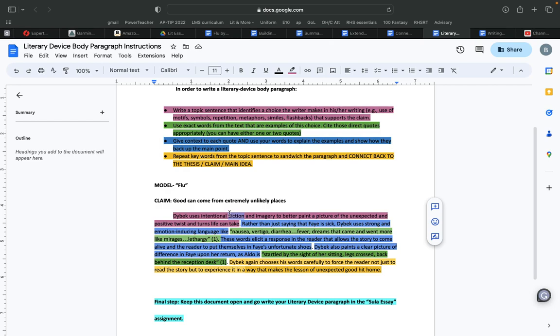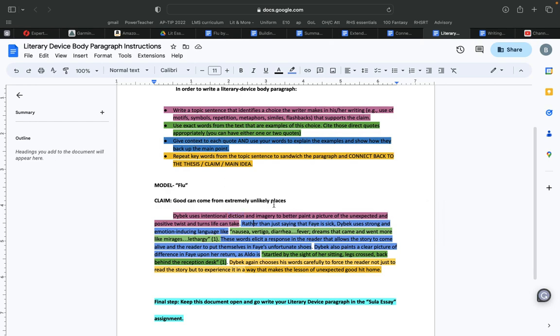I'll be honest, with the flu, that story isn't great for this. These are pretty weak examples, but Sula is excellent. There are tons of examples of the way that the author writes and uses metaphors and flashbacks and repetition and symbols and motifs. You should have a lot of stuff from that.